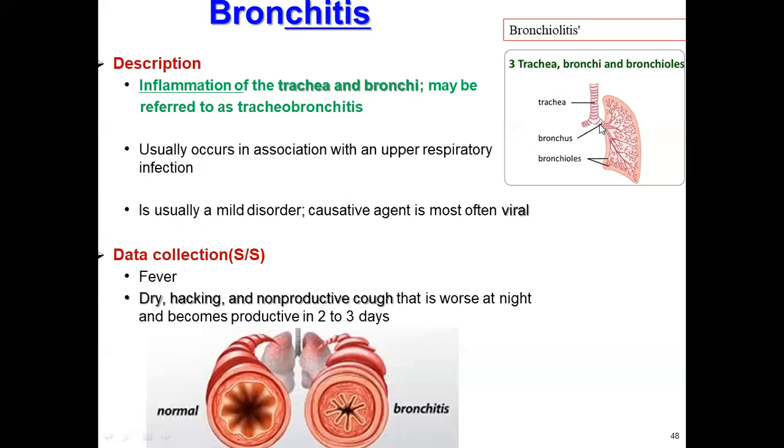We call them bronchus or bronchi, and this one is called bronchioles. So when the trachea or bronchi or bronchus is inflamed, we call it bronchitis. What else? The bronchiolitis. This is the infection of bronchi or bronchioles, and this infection is caused by respiratory syncytial virus.